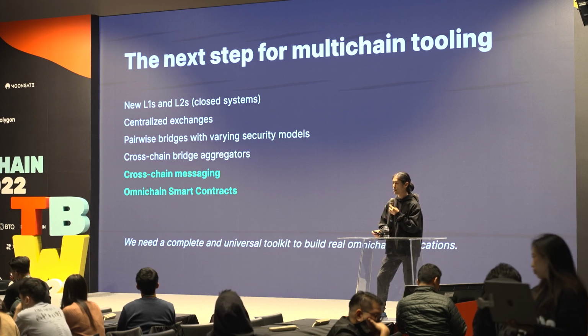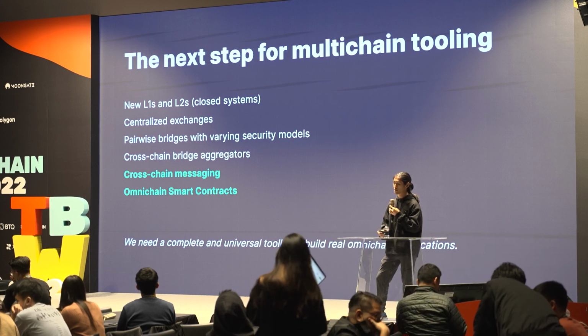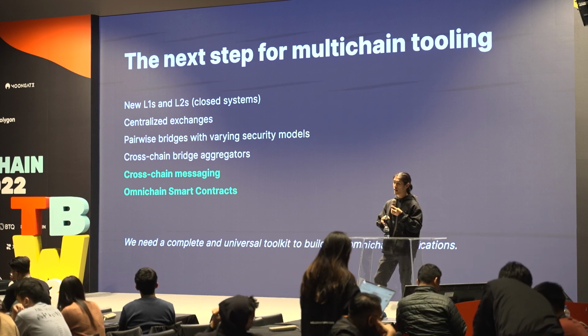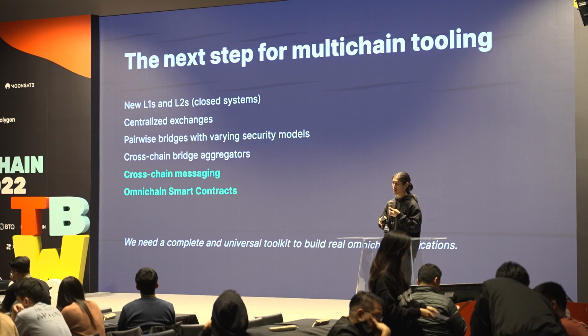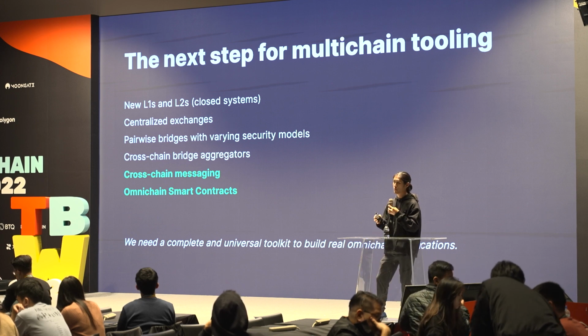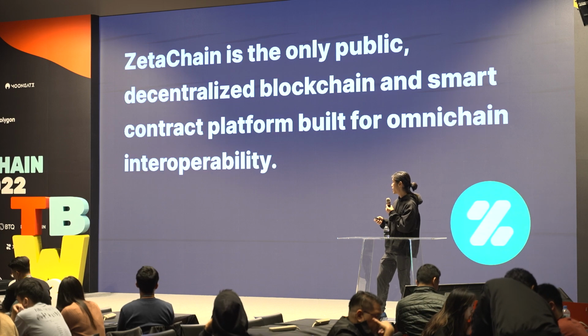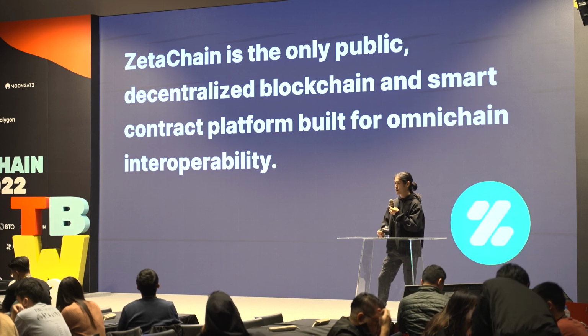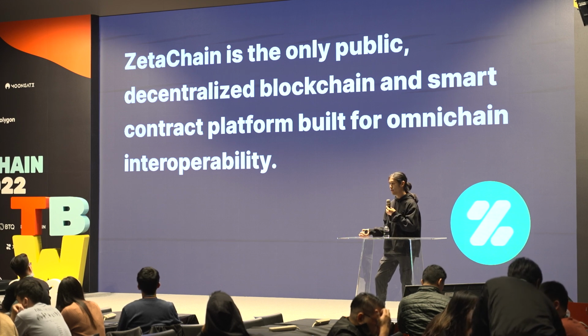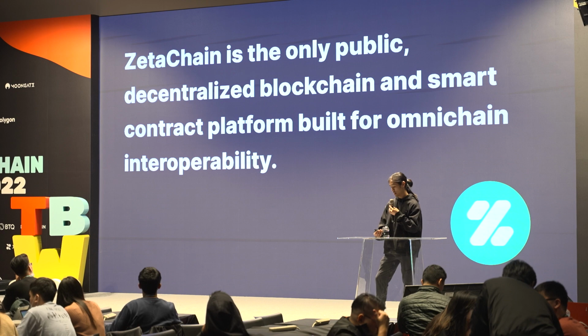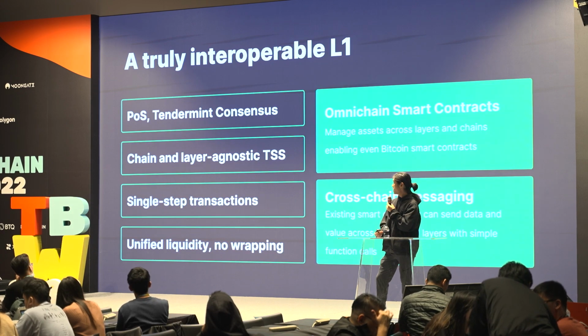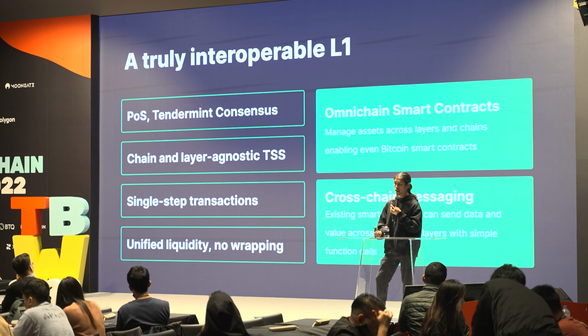So Omnichain smart contracts are the flip side of this, where you can program in a synchronous way, in a single place of logic, the orchestration of assets on many different chains. Together, it's kind of this complete toolkit, and these are core features that ZetaChain is focusing on. ZetaChain's a new L1 focused on interoperability from day one. And it's built on Cosmos SDK.